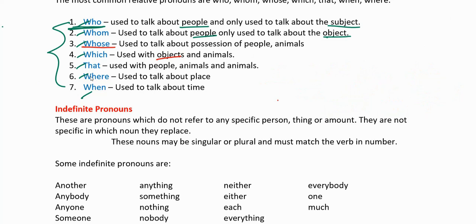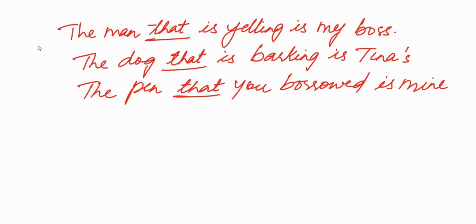That is used with people, animals and objects. That is more common. The man that is eating is my brother. The dog that is under the chair is mine. The pen that's on the table is mine. Now, as I said, that is a more general relative pronoun and it can be used to talk about people, things and objects. Look at the examples here.